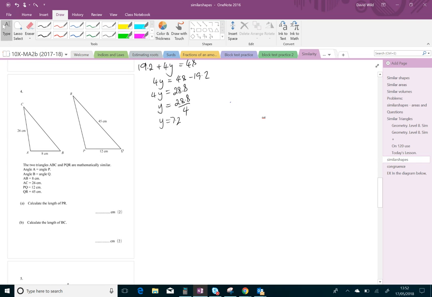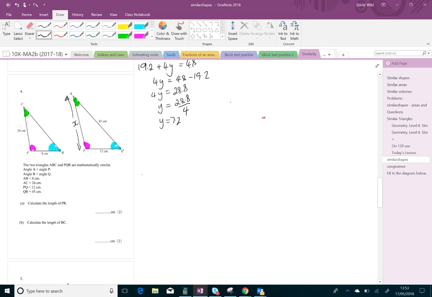Question 4. Similar sort of idea. They're mathematically similar. So let's do the corresponding angles. This angle corresponds to this one, clearly. This one corresponds to this one. And this one clearly corresponds to this one. Calculate the length of PR. PR is this one here, x. Call it x, why not?